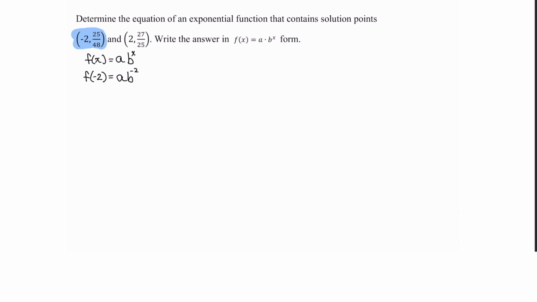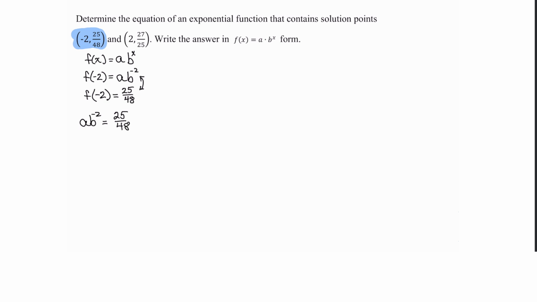Now, let's look at what it means for the ordered pair. The ordered pair is telling me that if I have our function and I put -2 in for x, I will get out 25/48 for the output. Well, that means then that these two quantities are equal. So I have a times b to the -2 is equal to 25/48.